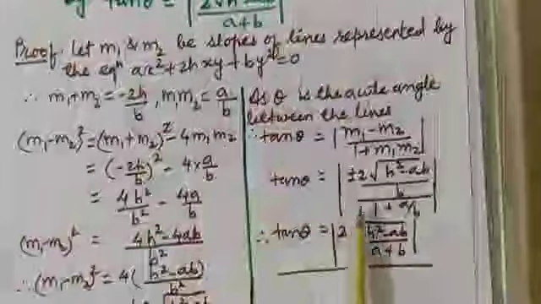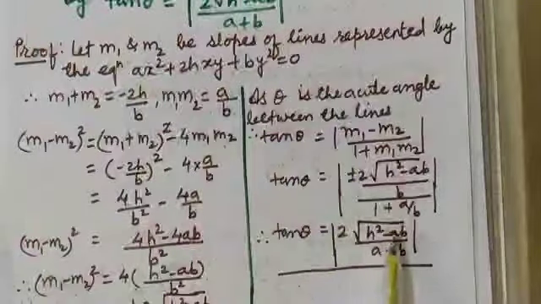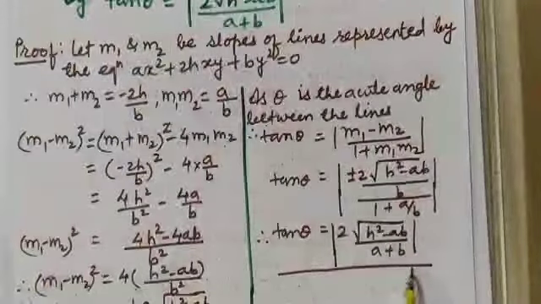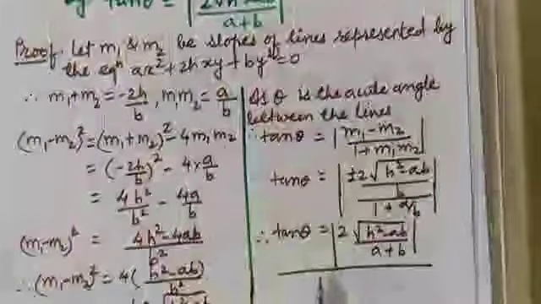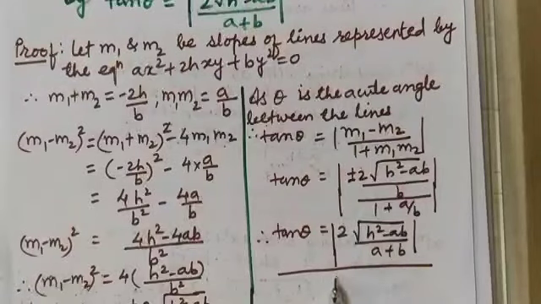Therefore tan of theta is equal to 2 into root of h square minus ab, by a plus b. So this way we have given the proof. The proof is very simple, you can understand the proof of this theorem very easily.